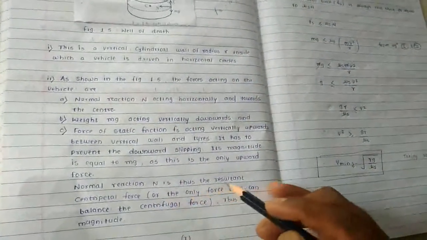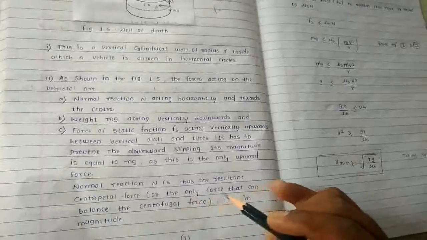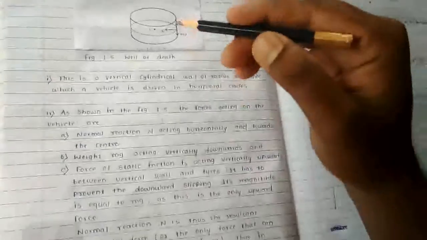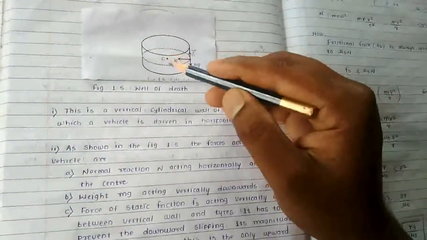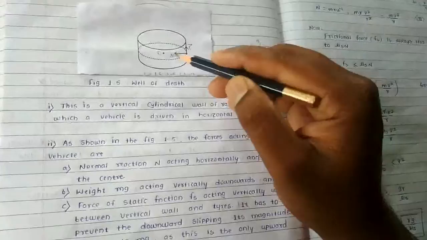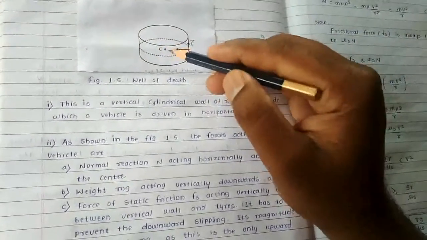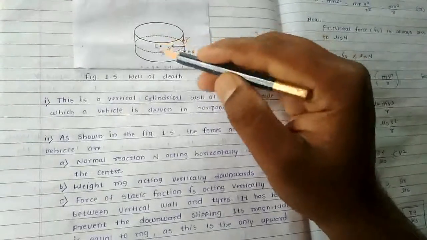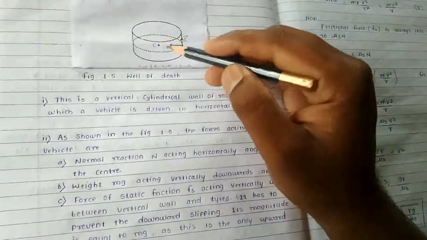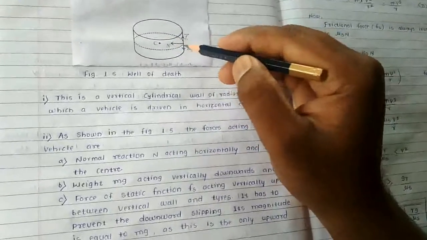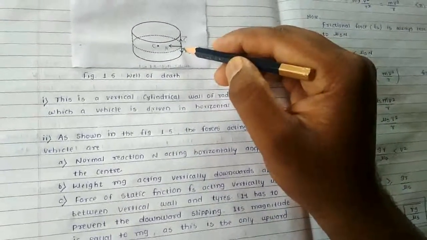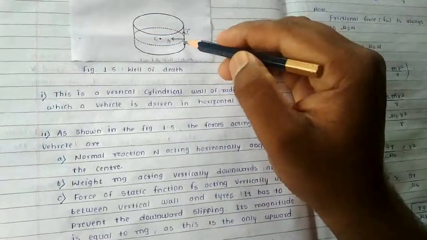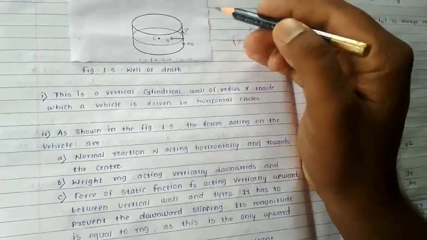Normal reaction N is the resultant centripetal force, or the only force that can balance the centrifugal force, thus in magnitude. If the body is rotated, the centrifugal force acts outside. If the vehicle is taking round and round and there is no wall, the vehicle is thrown out. This is the path of the vehicle, and if there is no wall, the vehicle is thrown out.